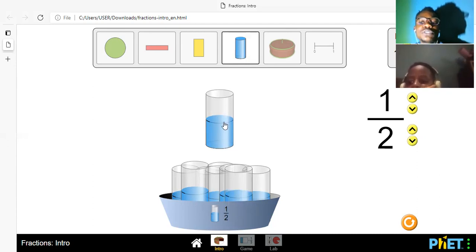Good. So what we want to do today is to know the difference between proper fraction, improper fraction, and mixed fraction. I told you yesterday, but probably you didn't understand. So I'm going to teach you again today. Okay. Good.